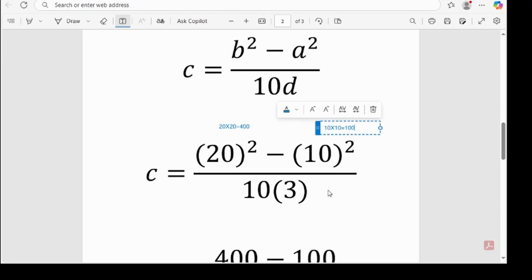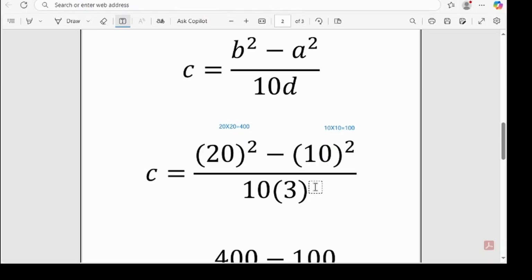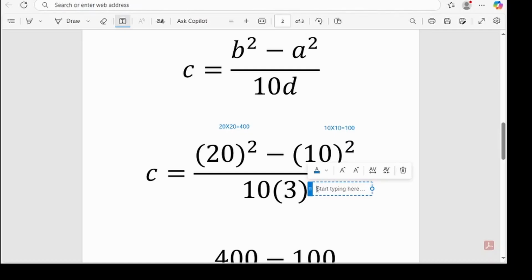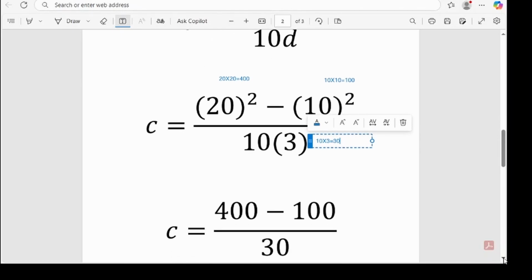And 10 multiplying 3 is seen as 10 times 3, which is equal to 30. So now we have the values right now from simplifying the expression.